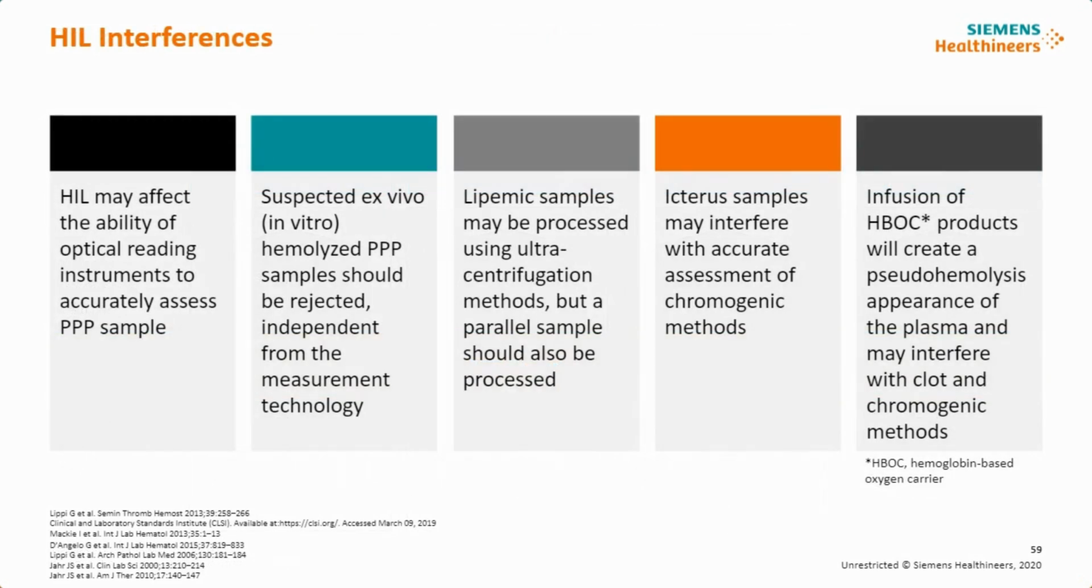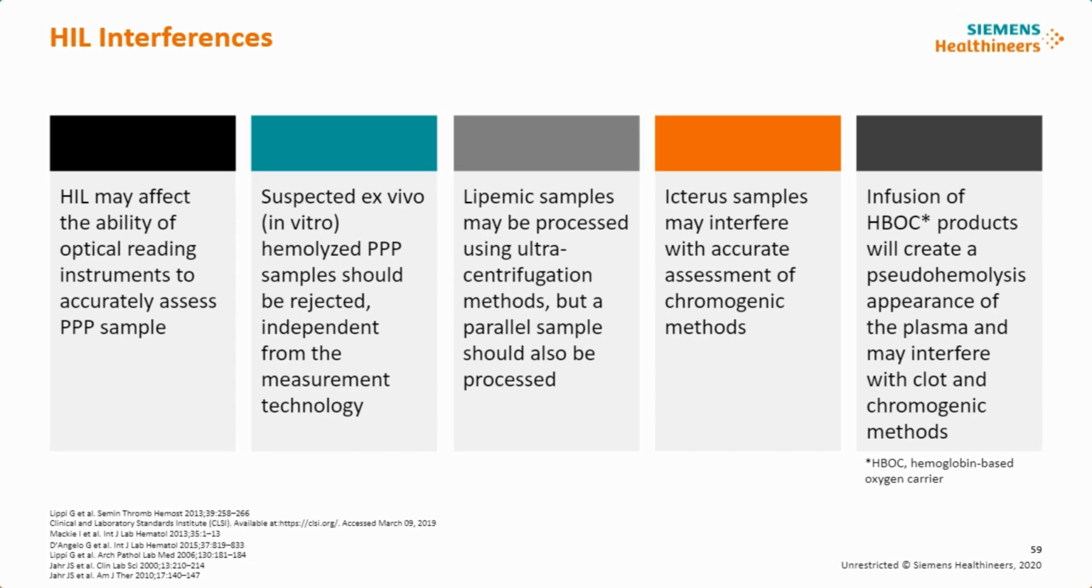So here we have HIL interferences. Of course, we know that hemolysis, icterus, and lipemia can affect the optical readings of the instruments that are based on a photo-optical method. If the sample is grossly hemolyzed or icteric, ideally, you should reject those samples and ask for a new sample.